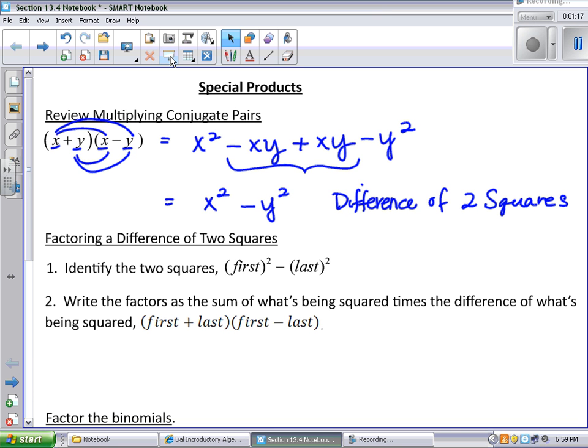If we have the difference of two squares, such as, say we have 4 squared minus, what's another square? 9 squared. Those are two squares. The first thing being squared is 4, and the last thing being squared is 9. We can write the factors as the sum of what's being squared times the difference of what's being squared. So first plus last times first minus last.